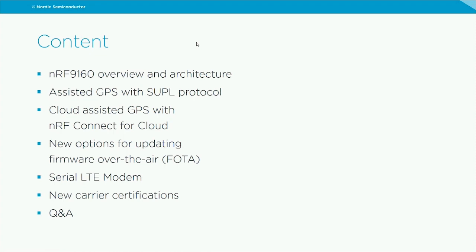So today, in terms of content, we're going to go through an nRF9160 overview and architecture, and then we're going to look at some of the features and how they fit into that. So we have assisted GPS with the SUPL protocol. We have the cloud-assisted GPS with nRF Connect for Cloud. Then the new options for updating firmware over the air, and serial LTE modem functionality, as well as an overview of the new carrier certifications. And then there will be plenty of time for Q&A at the end.